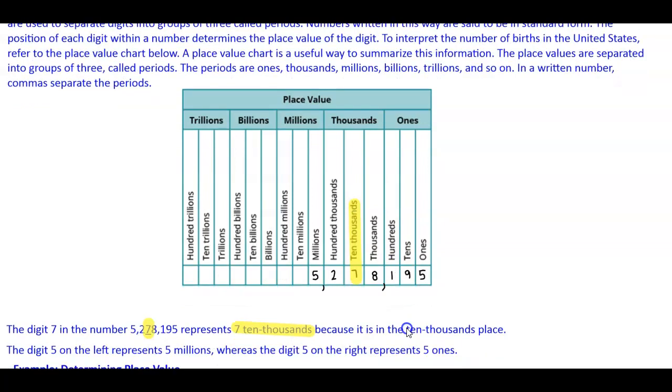Okay, now let's take a look at the next situation. The digit 5. We have the digit 5 in 2 places in our number. The digit 5 on the left represents 5 millions. Whereas the digit 5 on the right represents 5 ones because we have 5 ones.